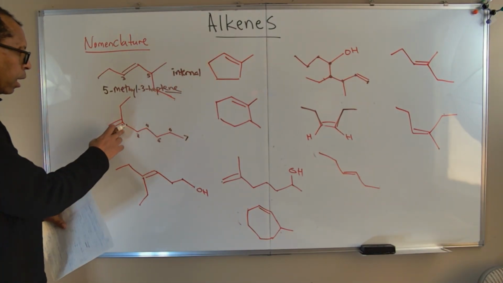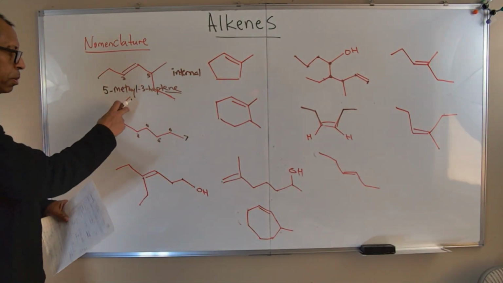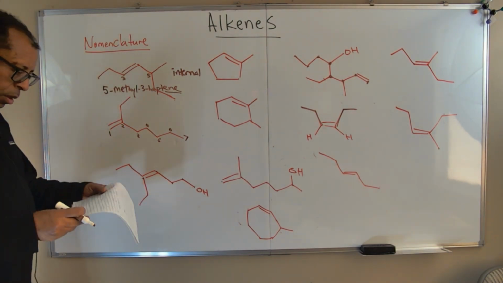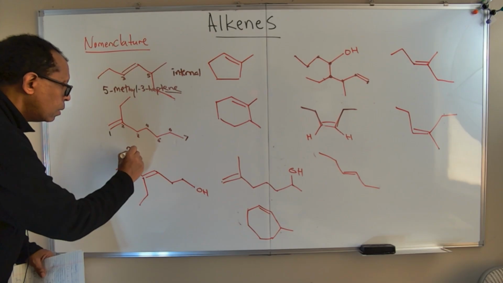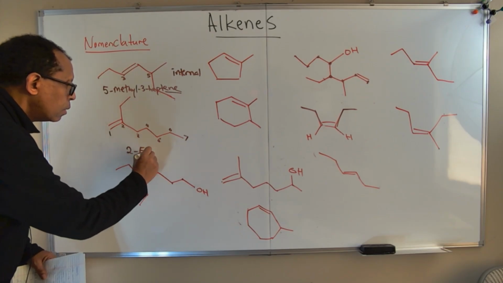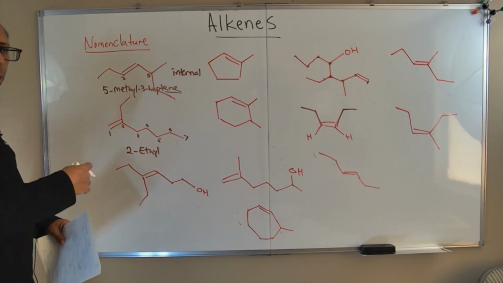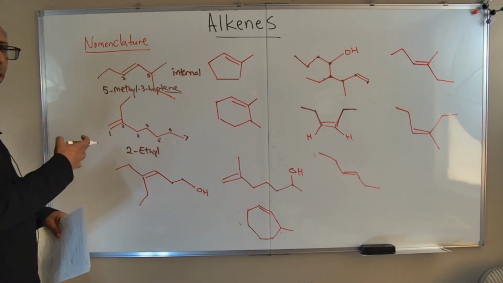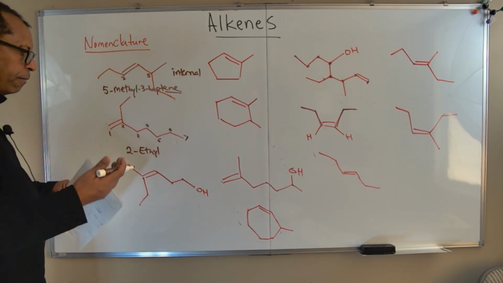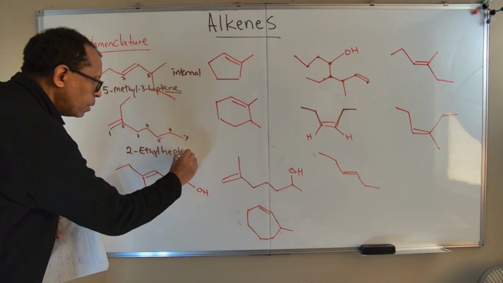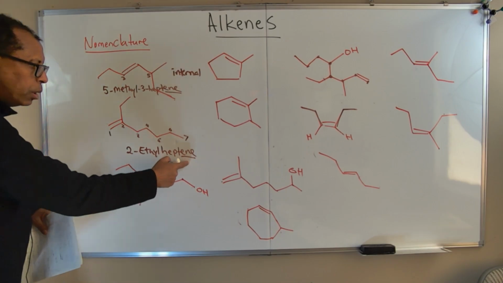So this is a case where the ethyl is substituted at 2 position. So we can call this 2-ethyl. So it is a heptene. We don't have to say 1-heptene. This 1 is already known if the double bond is at the end. ENE, remember, we have an alkene.